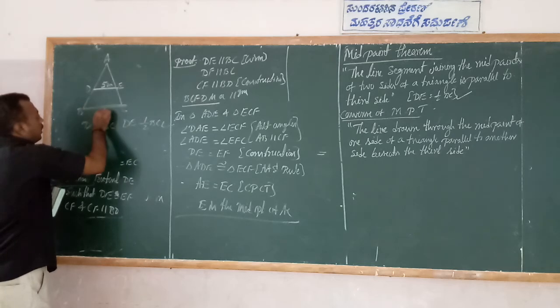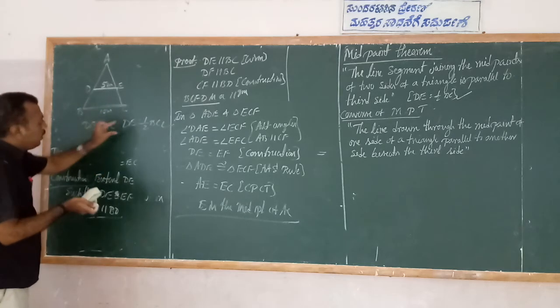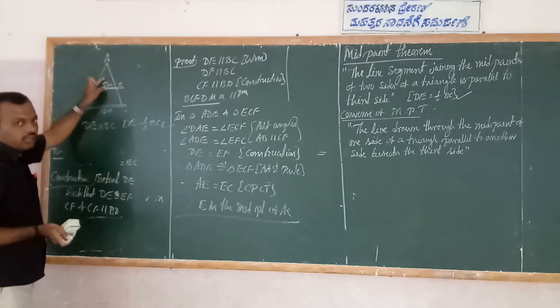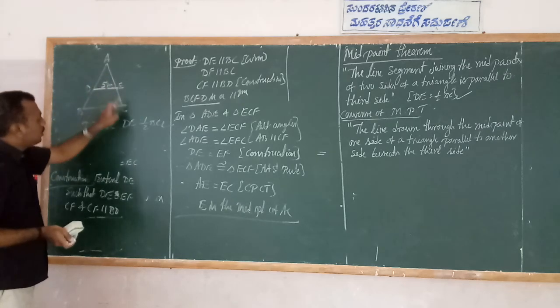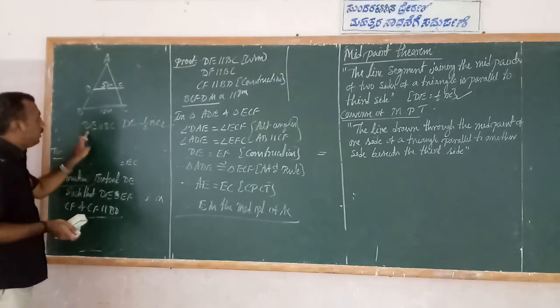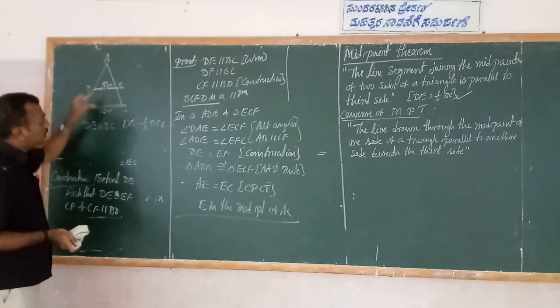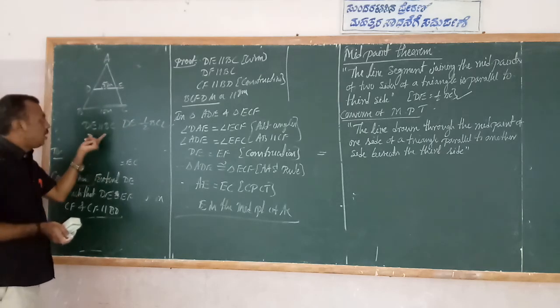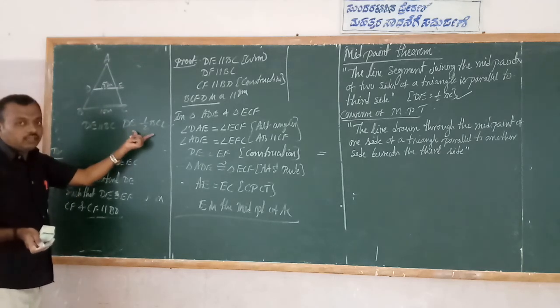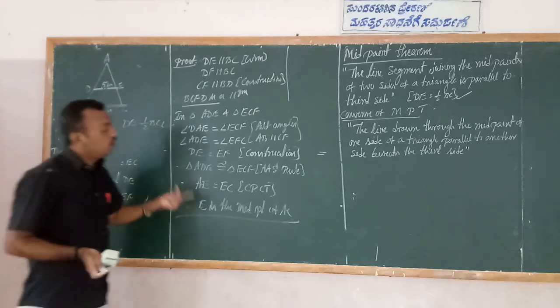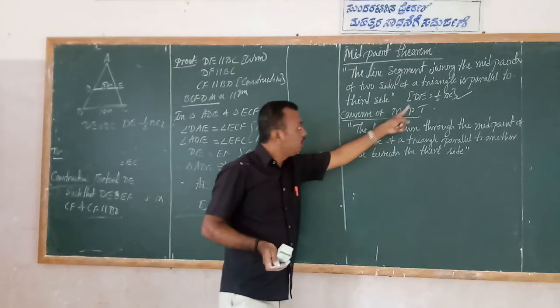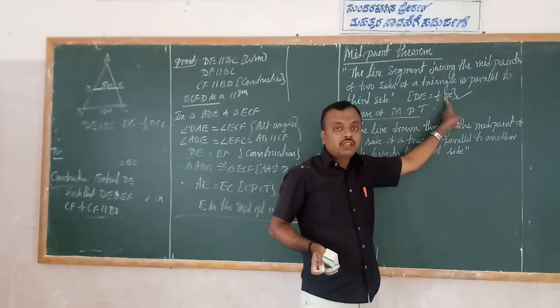BC will be 10. That means DE is half of BC. So DE is equal to half of BC. When DE is parallel to BC, only if these two are parallel does this condition apply. If they are not parallel, the condition does not apply. Got it? It is very important. You have to note this point. DE is equal to half of BC.